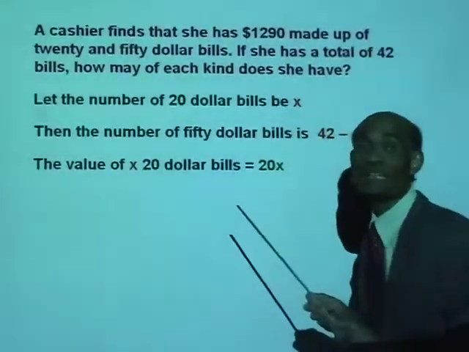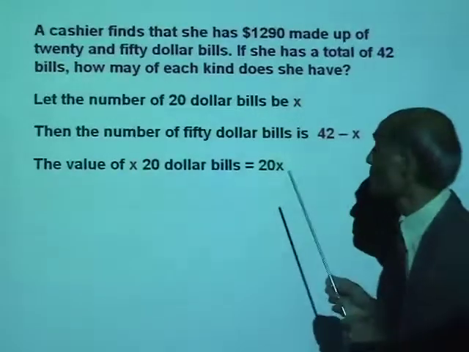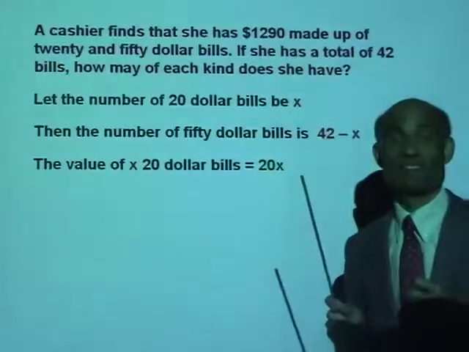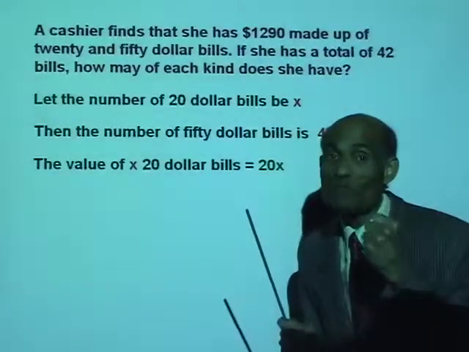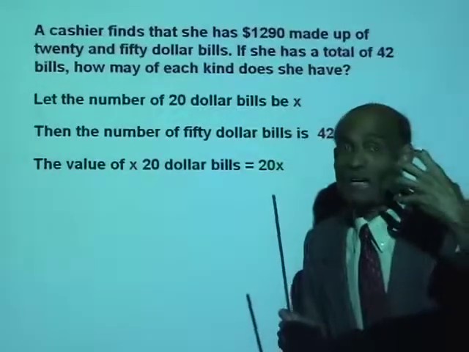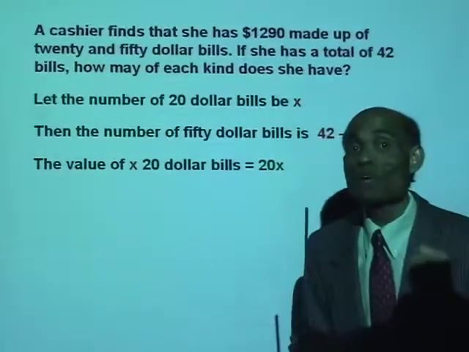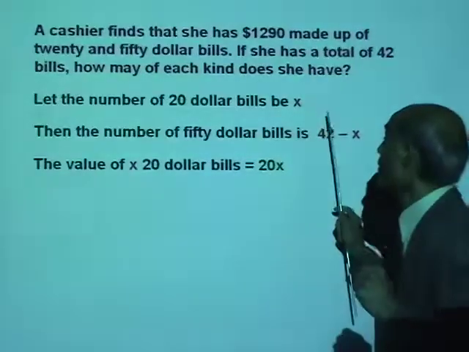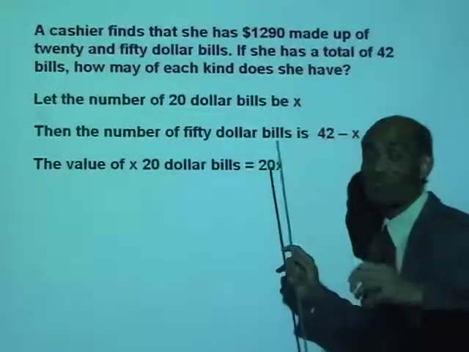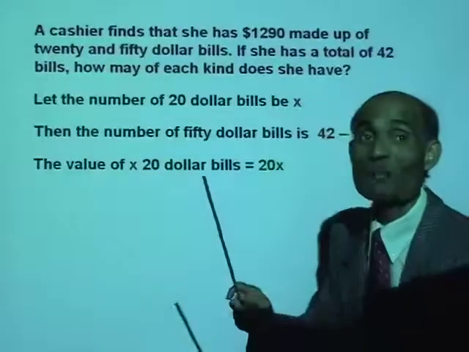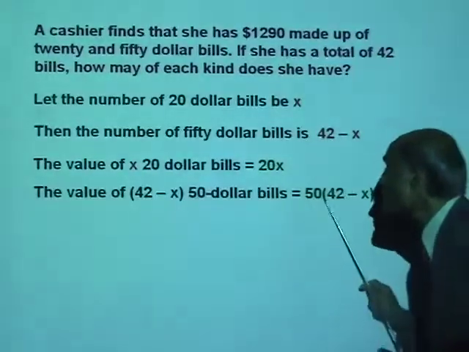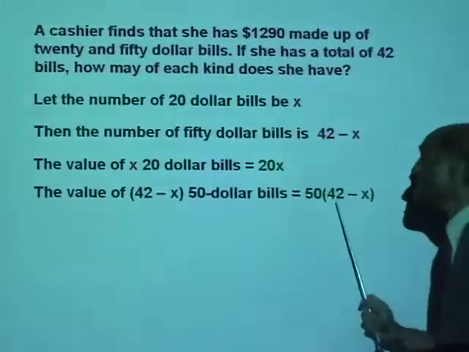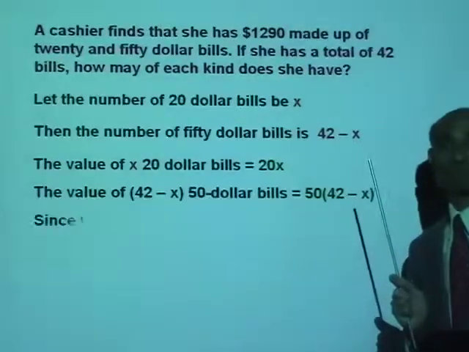Alright, in that case, what is the total value of these many $50 bills? Each $50 bill gives you $50. Alright, 8 $50 bills will give me 50 times 8 dollars. 42 minus x $50 bills will give me how many dollars? It will give me 50 times the number of $50 bills, 50 times 42 minus x.